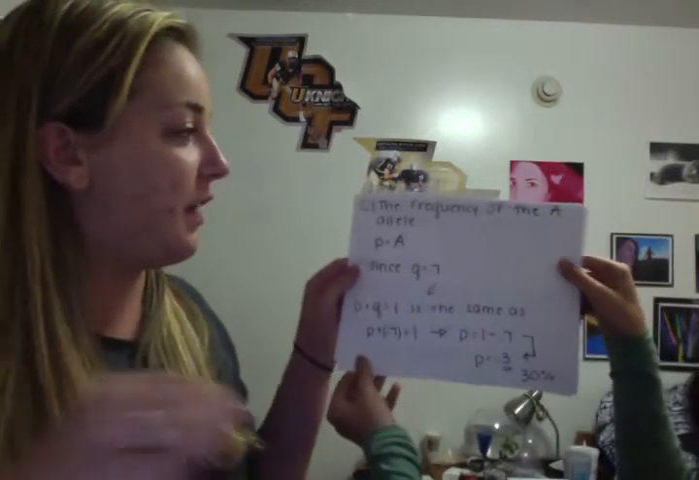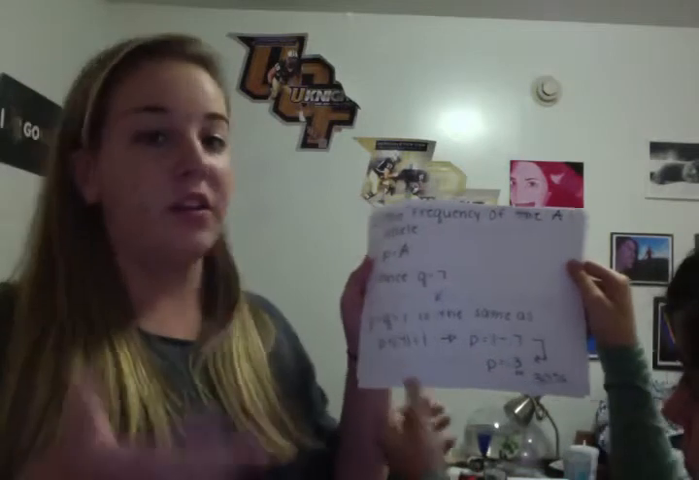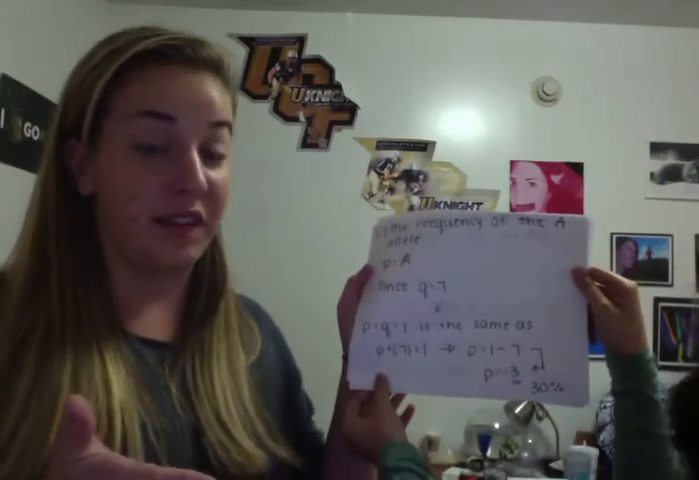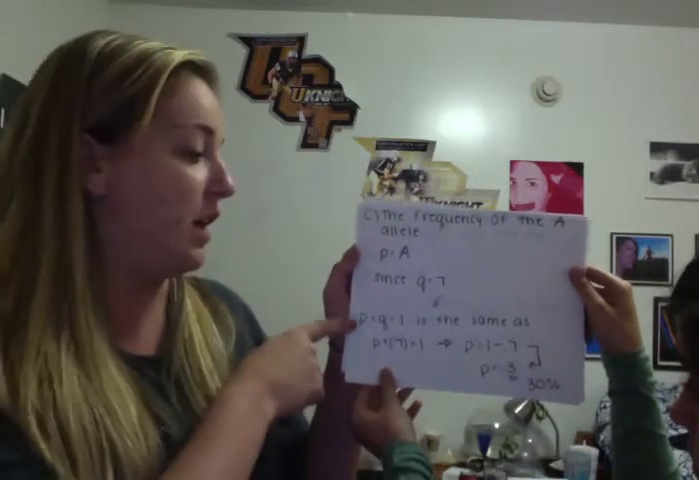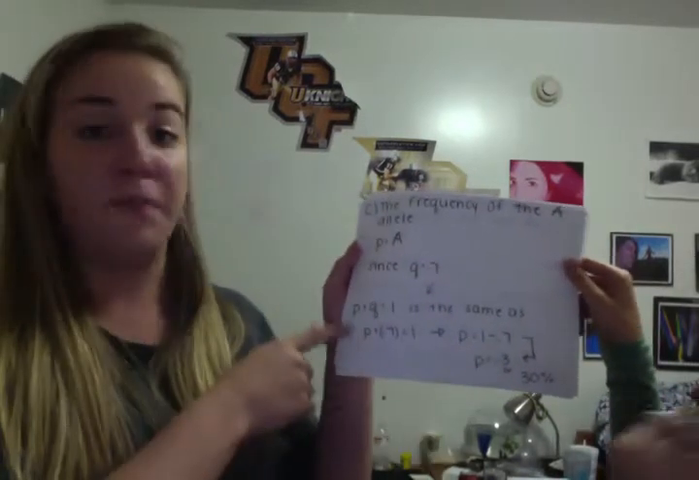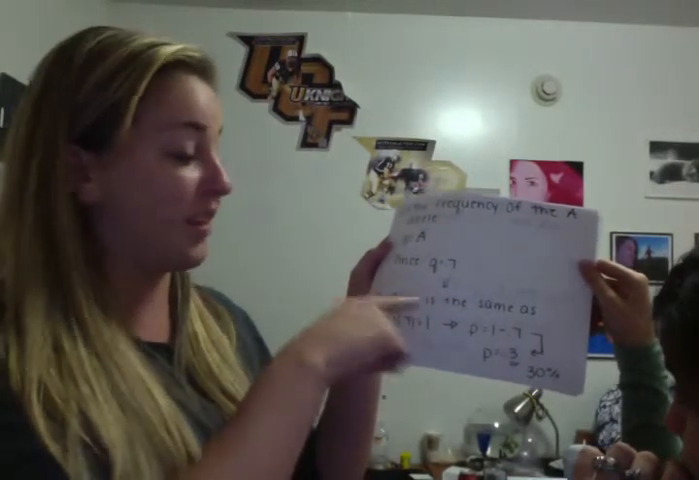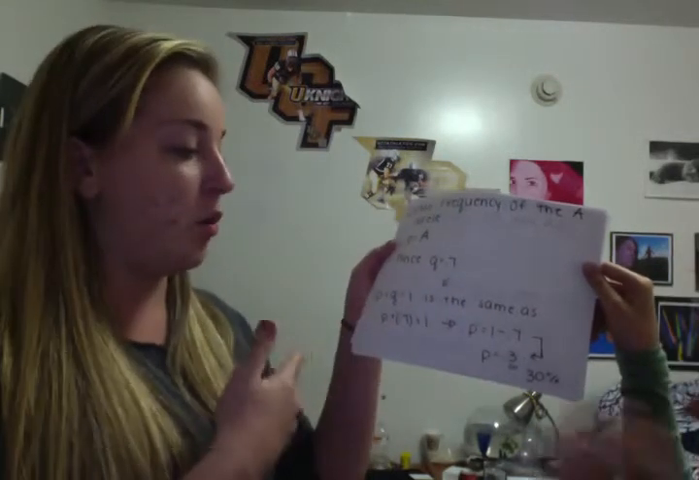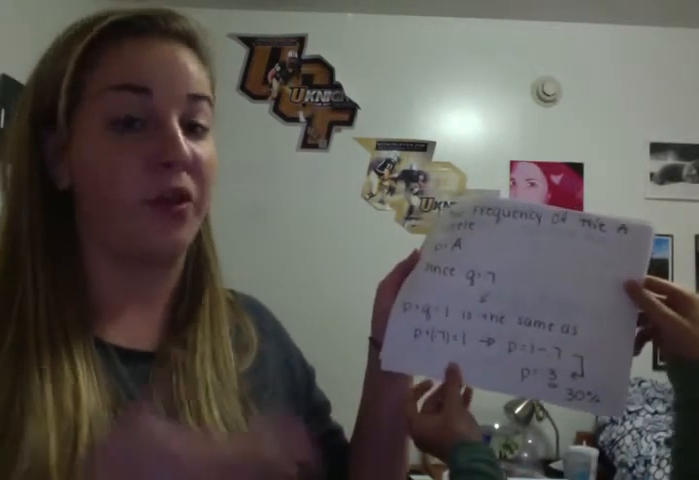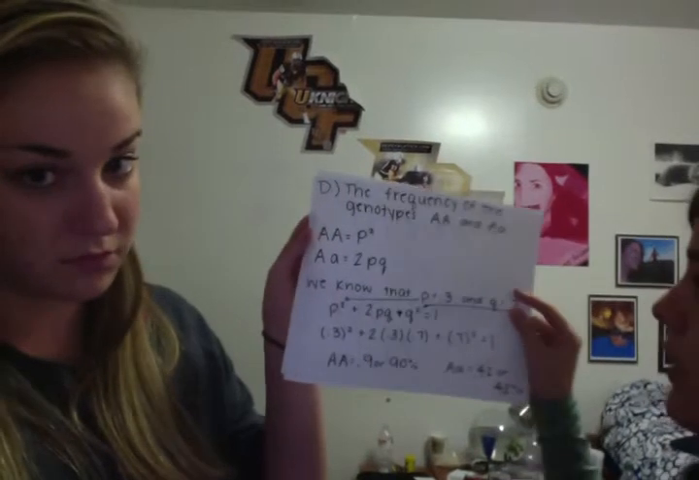The frequency of the big A allele. P equals big A. Since we found out that Q equals 0.7, we plug it into the equation P plus Q equals 1, which is the same as P plus 0.7 equals 1. Then we move the 0.7 over, so P equals 1 minus 0.7, which gives us that P is 0.3 or 30%.